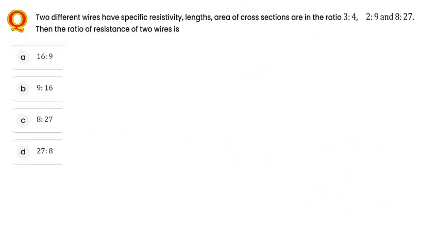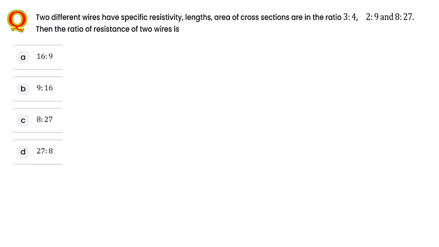Next problem: two different wires have specific resistivity rho, length L, and area of cross section A in the ratio. So resistivity rho 1 by rho 2 is 3 by 4, length L1 by L2 is 2 by 9, and area of cross section A1 by A2 is 8 is to 27. They ask for the ratio of the resistances, R1 by R2.